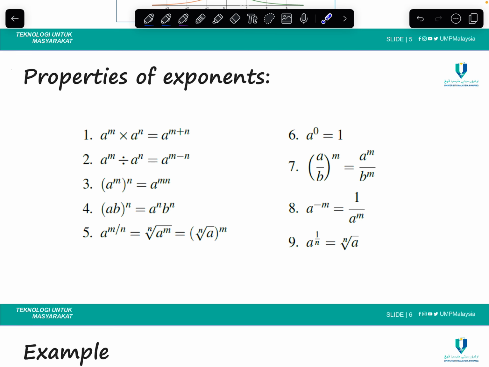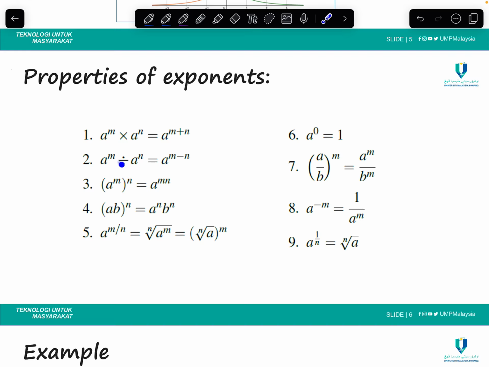Okay, next is about properties of exponents. You can get this from the mathematical formula book, page 7. So this is all about the exponent. Let's go through one by one. Number 1, a to the power of m times a to the power of n. This is multiplication, and if we have the same base a and a, we can combine the indices by putting an addition sign, so it equals a to the power of m plus n.